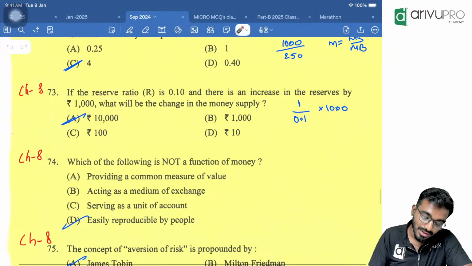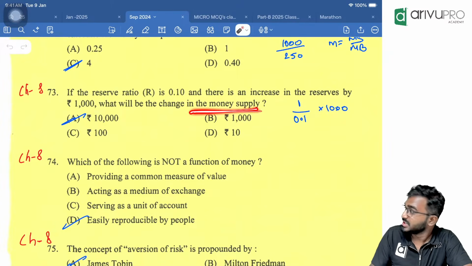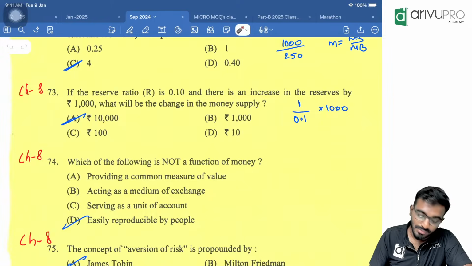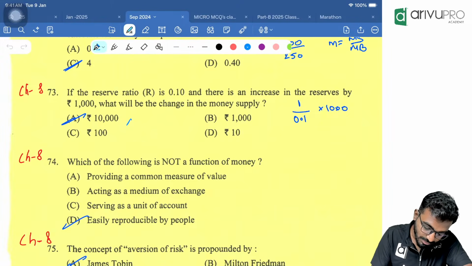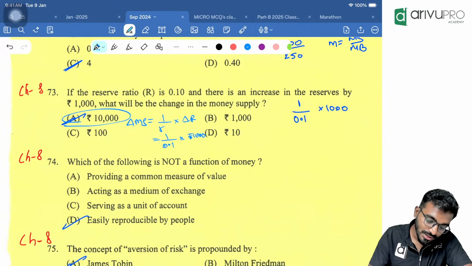If the reserve ratio was 10%, that is 0.1 is 10%. If there is an increase in reserve, that means change in reserves by how much? 1000 rupees. What will be the change in money supply? So same formula, just now I explained. Change in money supply will be 1 by R into change in reserve. So this is 1 divided by 0.1 into 1000. 1 by 0.1 is 10. 10 times of 1000 is 10,000. That's it. Nothing big there.